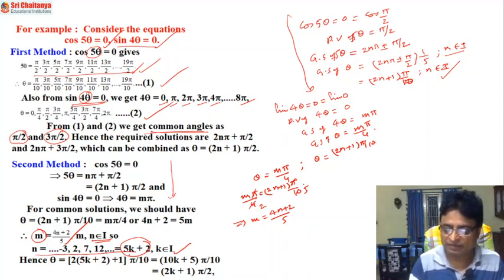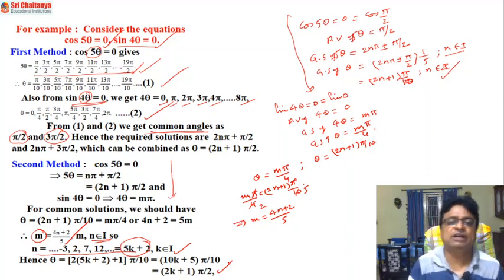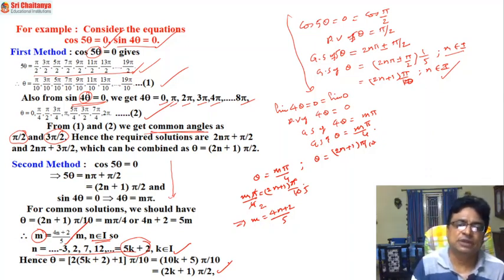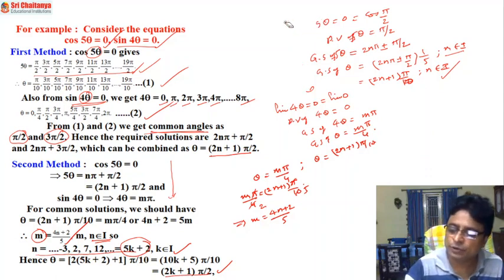Therefore, this is my n. So I got my n, because for these values of n, both my m is equal to n, both are equal. So now substitute the same thing in the given theta, you will get the answer. And here notice that the answer in the first method is same as the answer in the second method. So ultimately, what to do now?